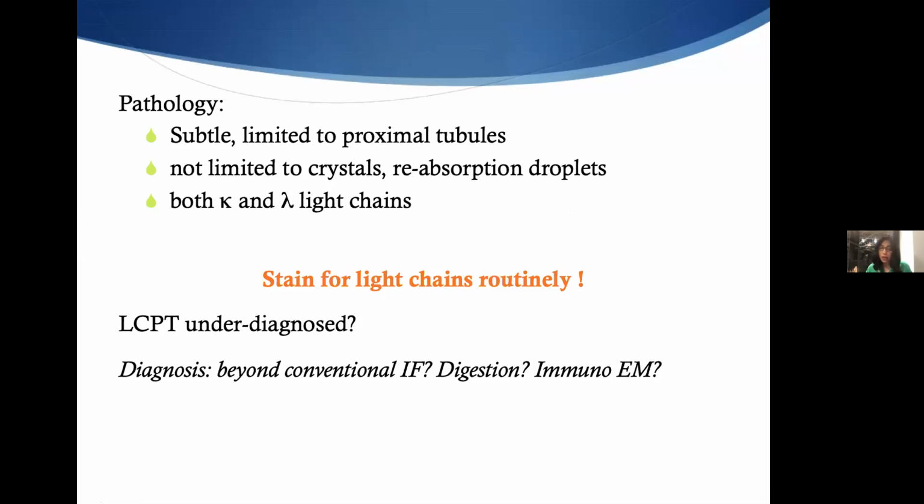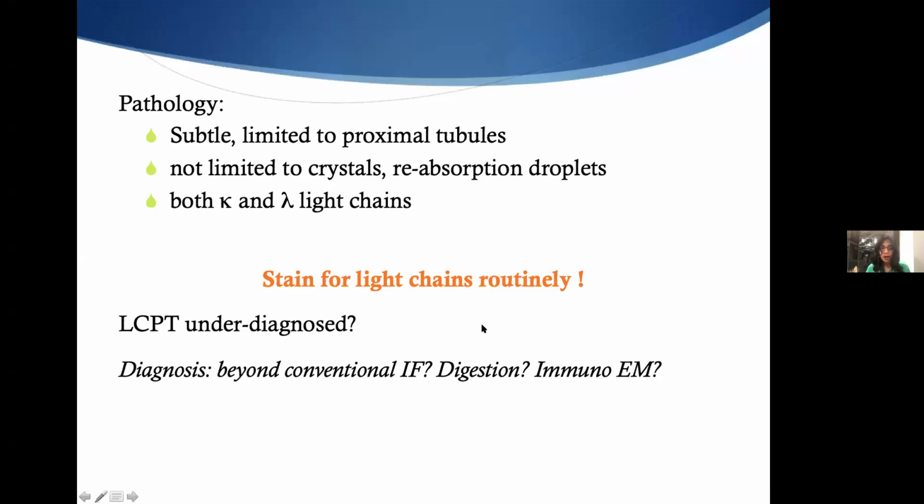And it can be kappa or lambda. It does not have to be kappa. This is an entity which actually requires us to stain for light chains routinely. And this is why I'm saying that although it's reported to be less common, it's probably underdiagnosed. This is a very difficult entity to detect. We only detect the overt cases.